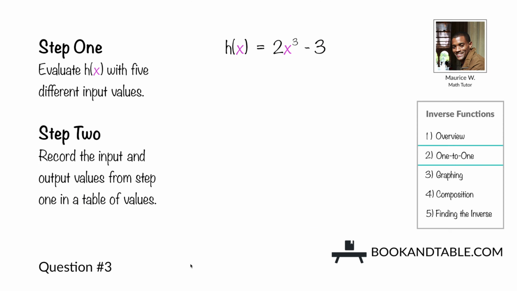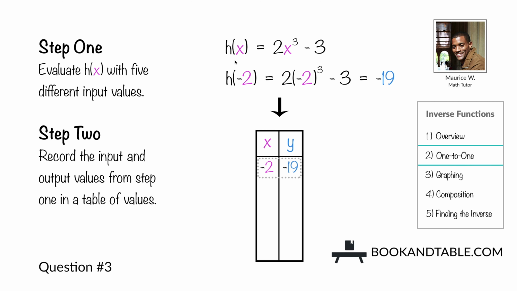Let's now have a look at question number 3. So step 1, evaluate h of x with 5 different input values. And then step 2, record the input and output values from step 1 in a table of values. So h of negative 2 would give us negative 2 cubed would be negative 8. 2 times negative 8 is negative 16. And negative 16 minus 3 gives us negative 19. So the input is negative 2 and the output is negative 19.